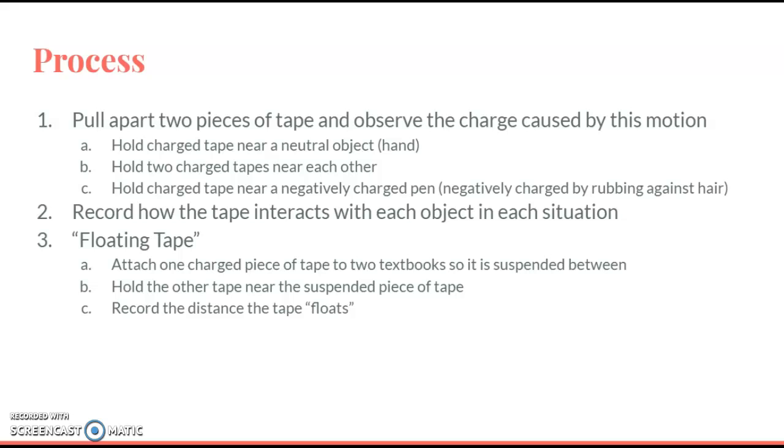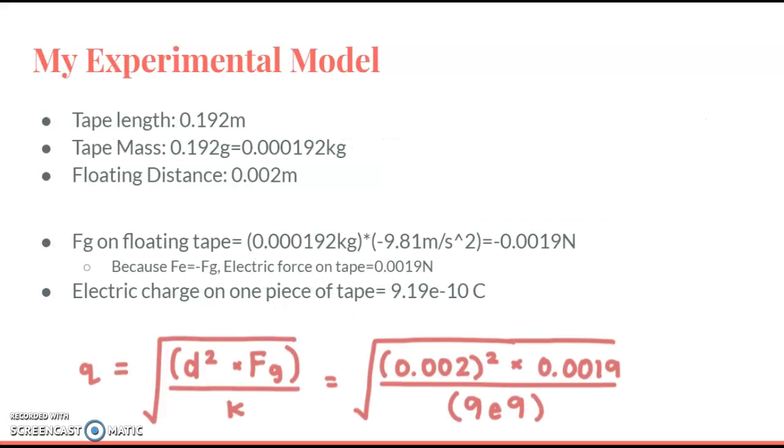We then looked at a floating tape model. So we attached one charged piece of tape to two textbooks so it was suspended between them, and held the other tape near the suspended piece of tape and recorded the distance that the tape floated. My findings in my experimental model were based on the tape length of 0.192 meters that I used and the mass of the tape, which was 0.192 grams. And then my recorded floating distance that I observed was approximately 0.002 meters.